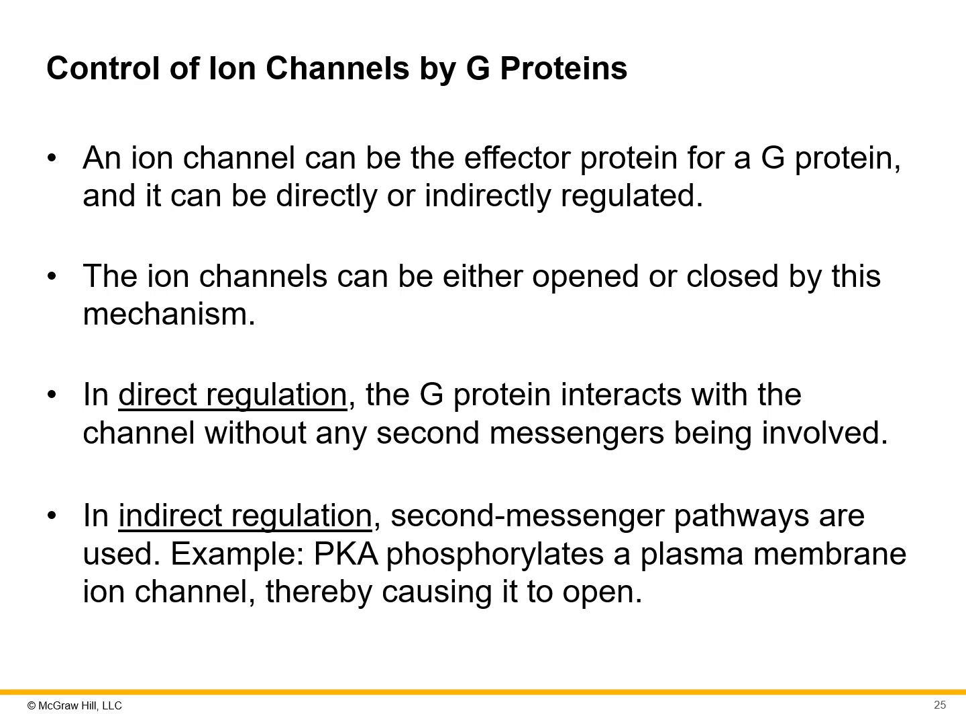So going back to the ion channels, they can be controlled by G proteins as well. An ion channel can be the effector protein for a G protein, and it can be directly or indirectly regulated. The ion channels can either be opened or closed. In direct regulation, the G protein interacts with the channel without any second messengers being involved. In indirect regulation, a second messenger pathway is involved. PKA phosphorylates a plasma membrane ion channel, thereby causing it to open.